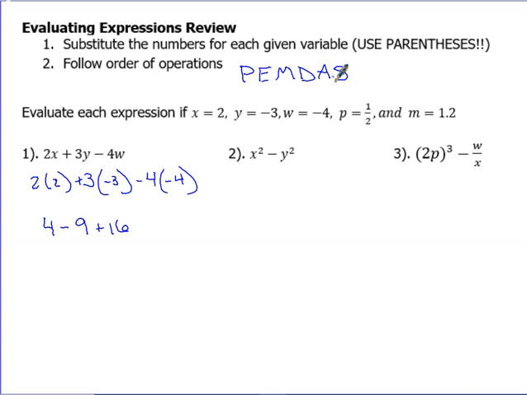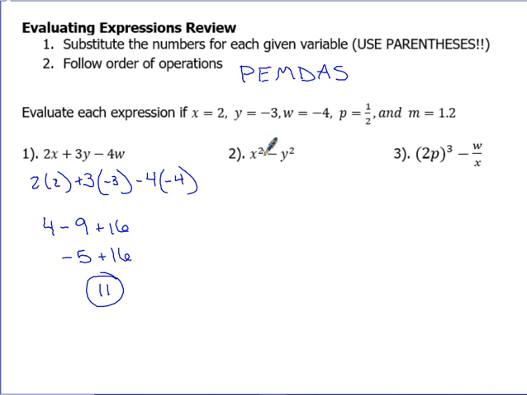And then addition and subtraction, I just go left to right. So 4 minus 9 would be negative 5. Plus 16, negative 5 plus 16 is going to be positive 11. So that is evaluating the expression. I'll do one more with you.